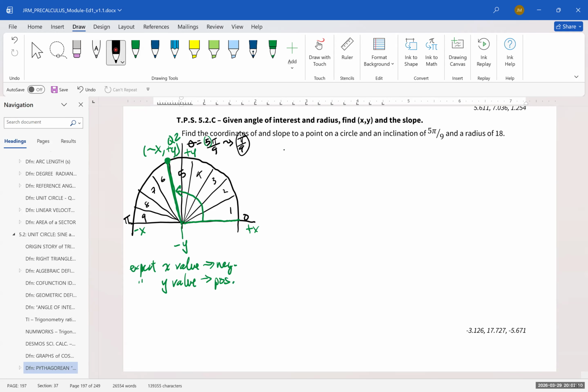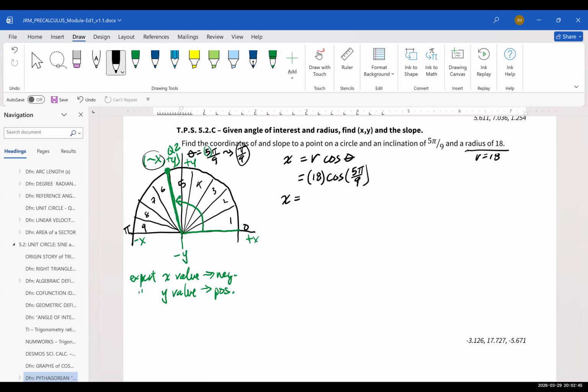And just like before, our x value is going to be equal to the radius times the cosine of our angle. And we were told that the radius is 18. So we're going to have 18 times the cosine of 5 pi over 9. Now again, we should expect this to be a negative value if we've done it right. So let's take a look at that, but we're going to use the NumWorks calculator, which is going to kind of cover up the screen here for a minute, but that's okay.